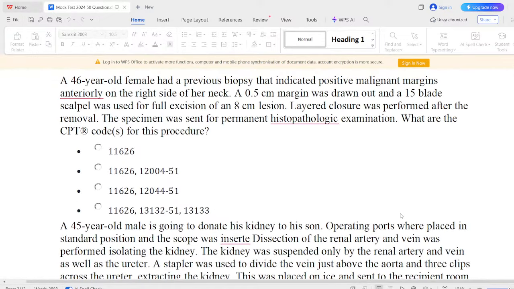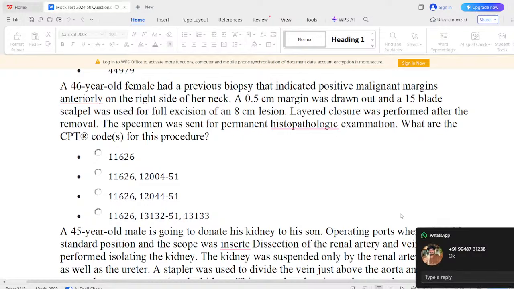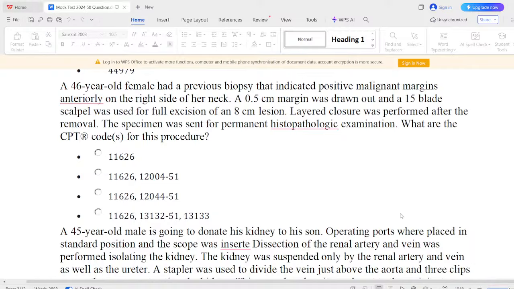Next. A 46-year-old female had a previous biopsy that indicated positive malignant margins anteriorly. On the right side of her neck, a 0.5 centimeter margin was drawn out and a 15 blade scalpel was used for full excision of an 8 centimeter lesion. Layered closure was performed after the removal. The specimen was sent for permanent histopathologic examination. So, what are the CPT codes for this procedure?